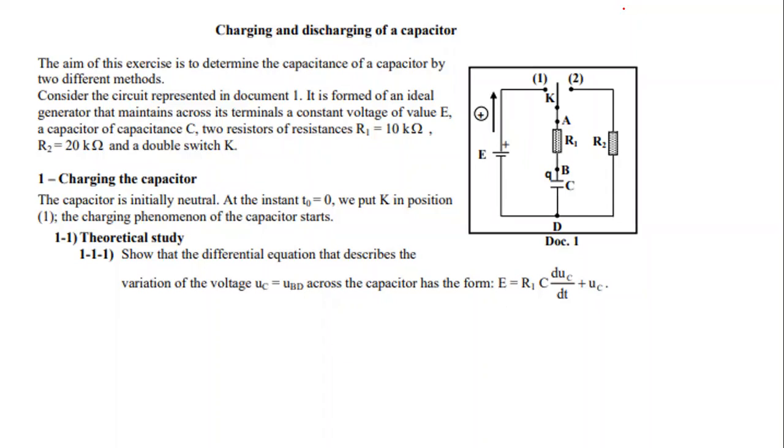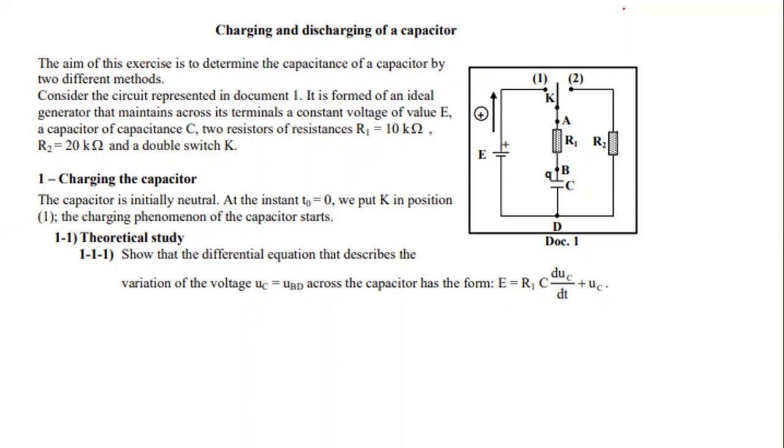Session 2017, number 1, exercise number 2. The aim of this exercise is to determine the capacitance of a capacitor, but by two different methods. Consider the circuit presented in document 1. It's formed of an ideal generator that maintains across its terminals a constant voltage E, a capacitor of capacitance C, two resistors R1 and R2, and a double switch.